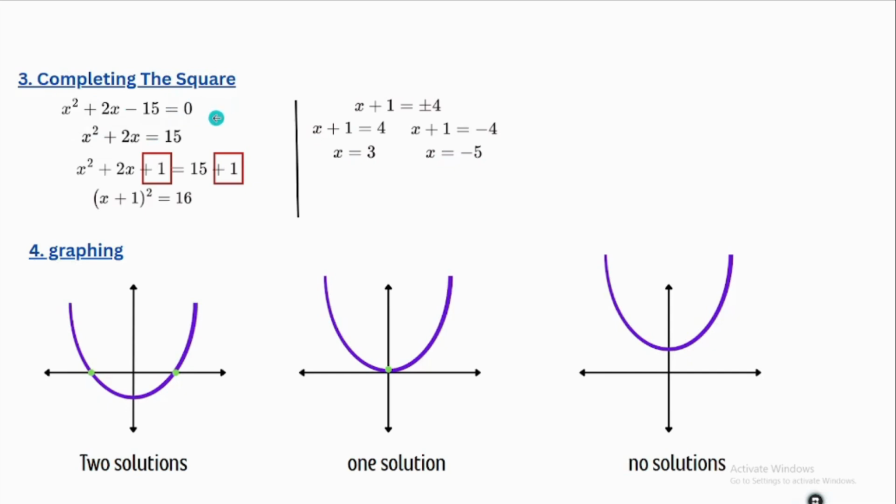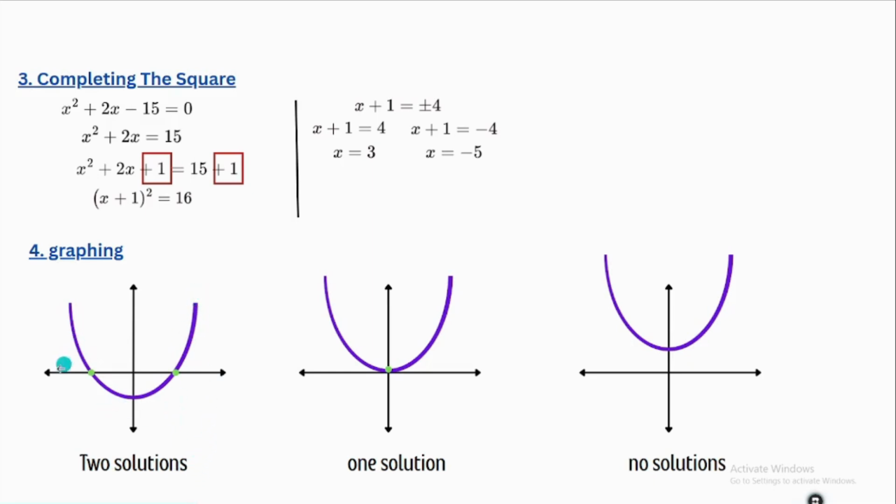We can also use another way, by graphing. We can solve the quadratic equation and know how many solutions there are, or know the solutions, from graphing. When we graph a quadratic equation, we have a parabola.